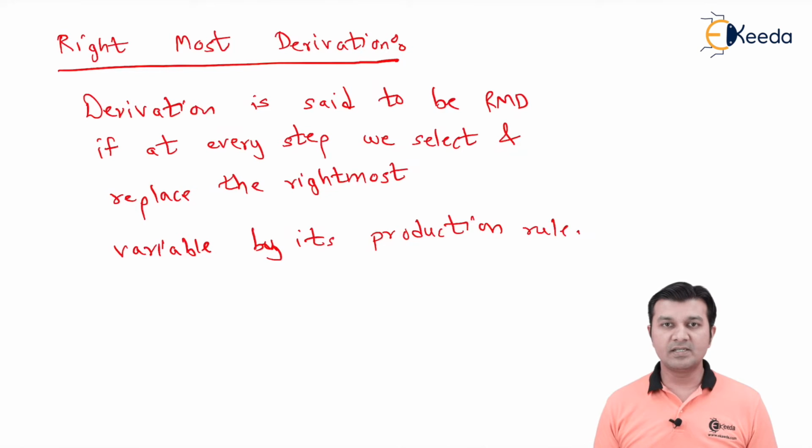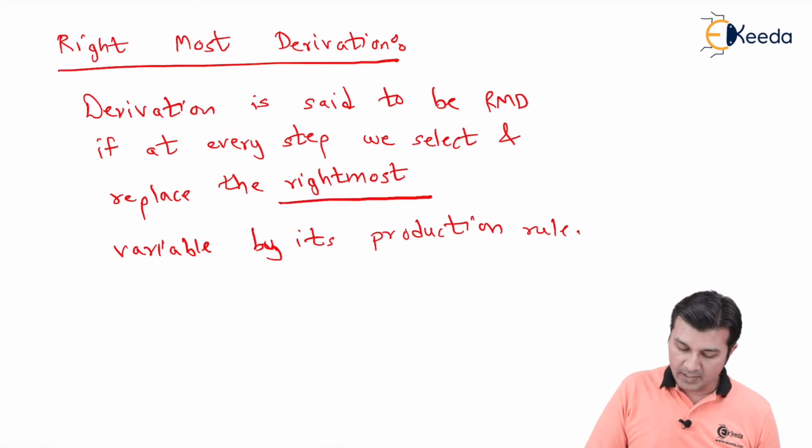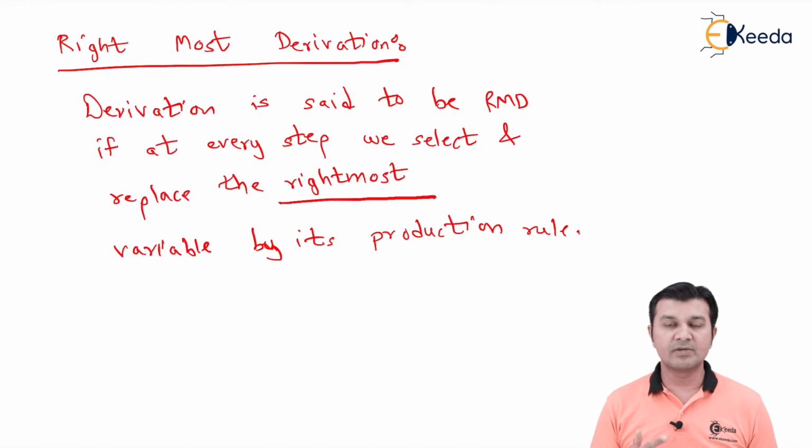Similarly, the next definition is the rightmost derivation. Now a derivation is said to be RMD if at every step we select and replace the rightmost variable by its production rule. So in leftmost derivation, we are going to select the leftmost variable, and in rightmost derivation, we are going to select the rightmost variable.